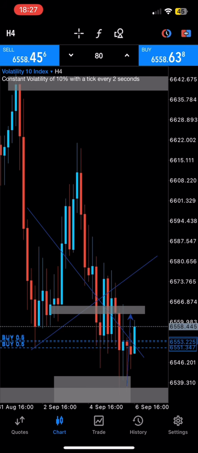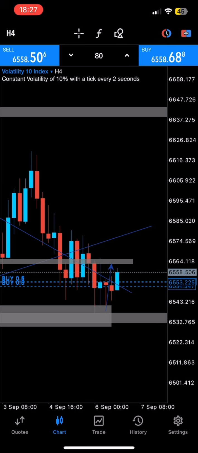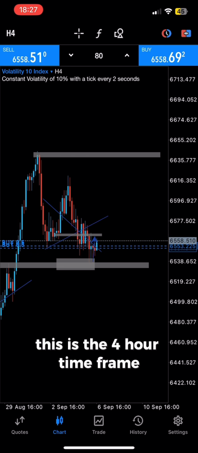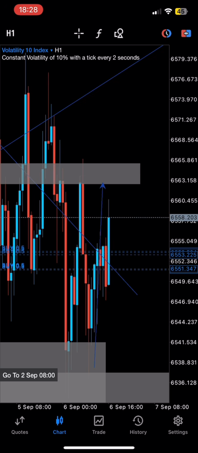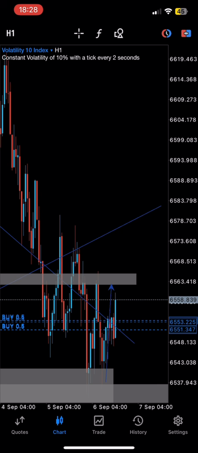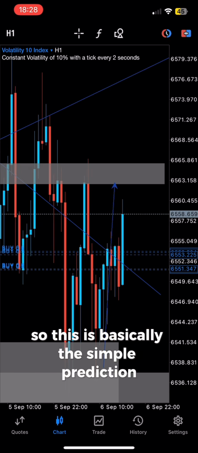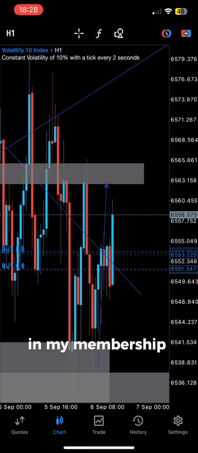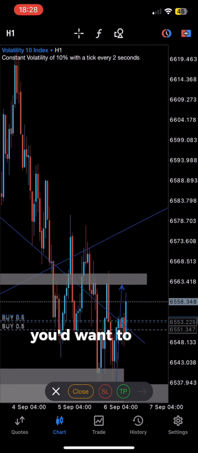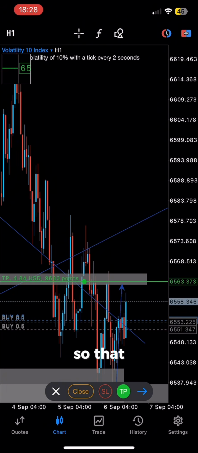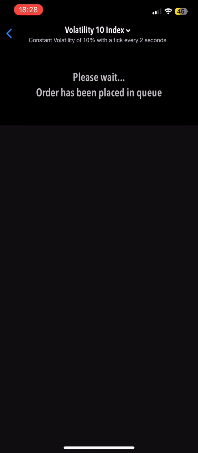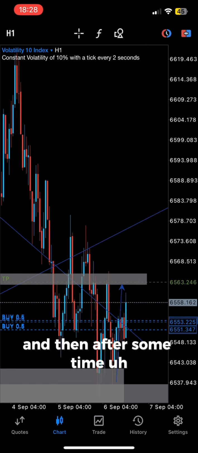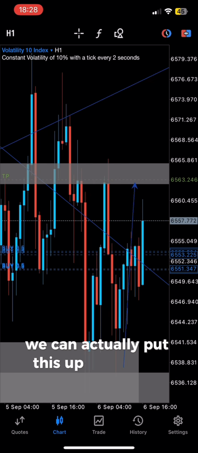So this is the 4-hour time frame. As you can see, the market bought for a very, very long time. So this is basically the simple price action strategies that I will be teaching in my mentorship group. So you'd want to join those mentorship groups so that you can actually learn how to make your predictions on your own. And then after some time, we can actually put the stop take profit.